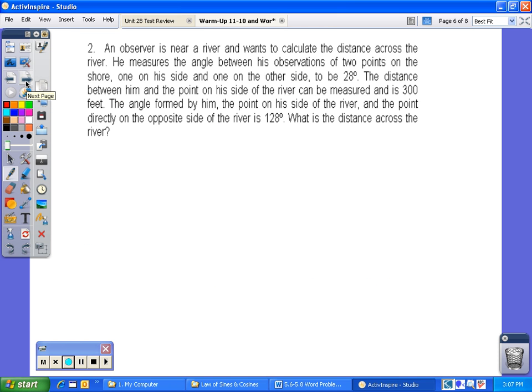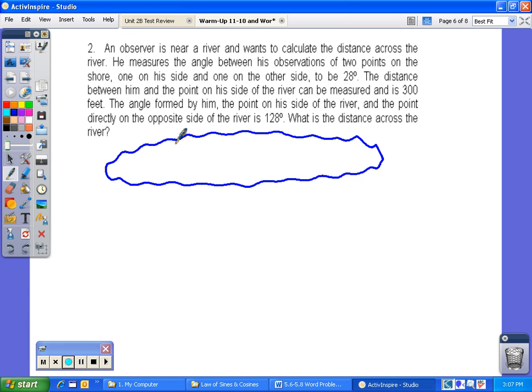Alright, number 2 says an observer is by a river. So I'm just going to draw a river as if it's like a lake. Okay, so because we know that a river doesn't really have a start or end point. So imagine if we were drawing a bridge that goes across this river, and we want to measure the distance from one end of the bridge to the other. So from here to here. So an observer is near a river.